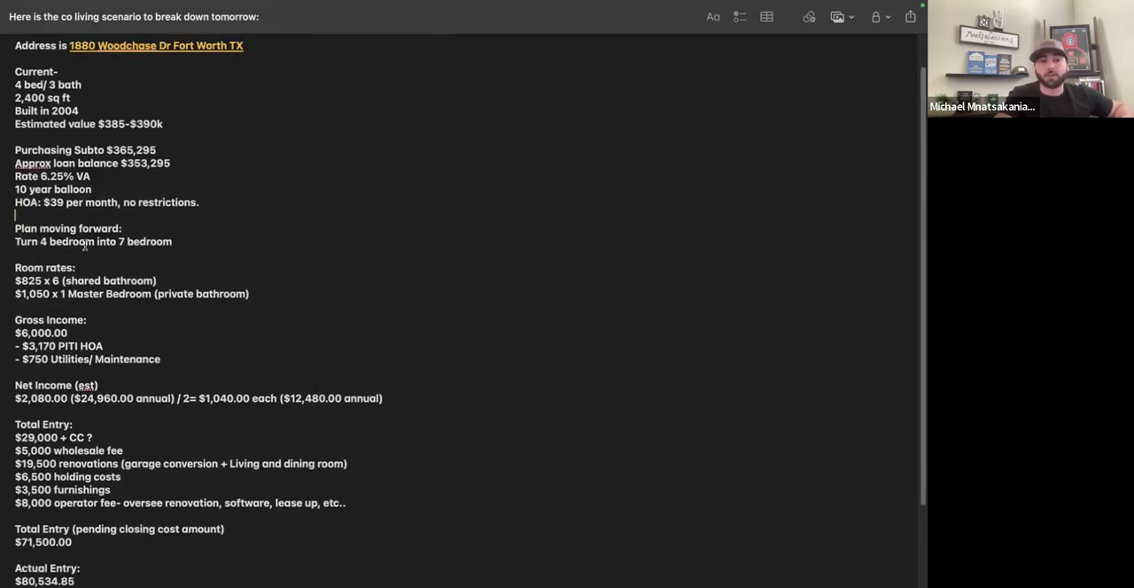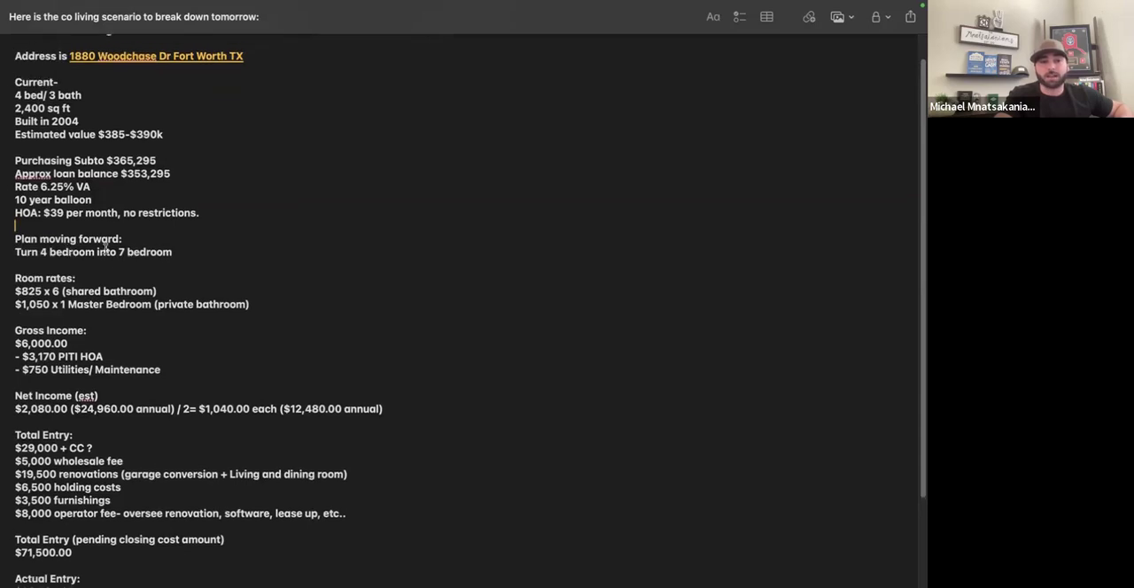Plan moving forward, so turning the 4-bedroom into 7. Okay, so just adding 3 more bedrooms.